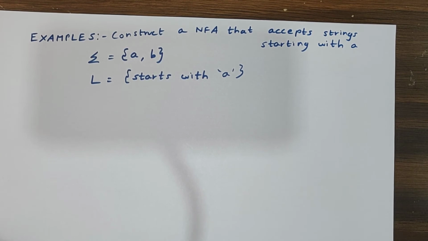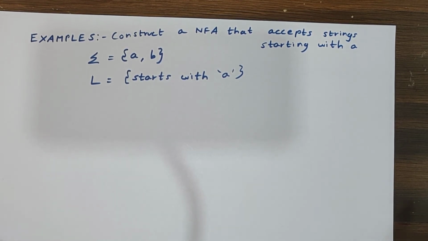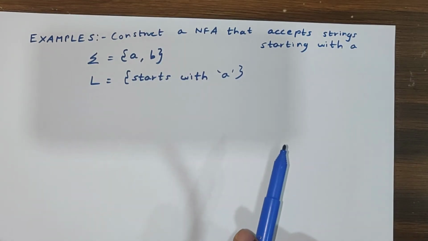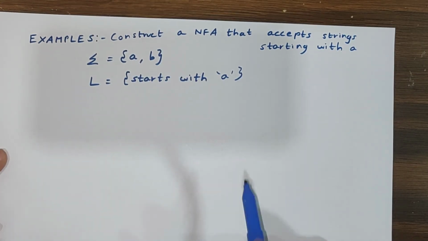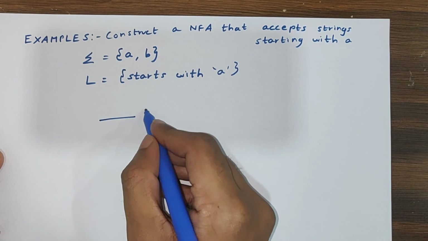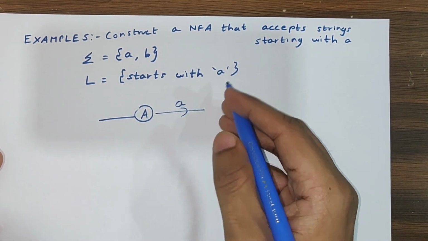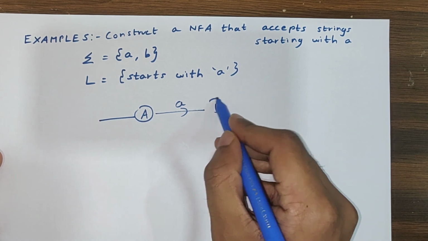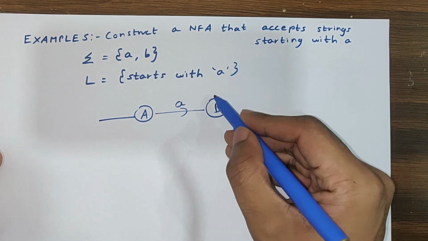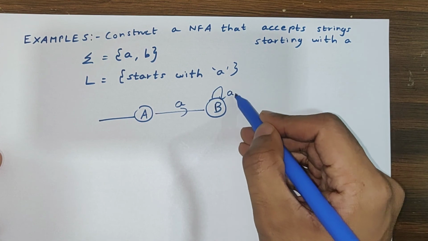Construct an NFA that accepts strings starting with A. So our language starts with A. So what we are going to do is, it should start with A, and after that we don't care, it can be A or B.